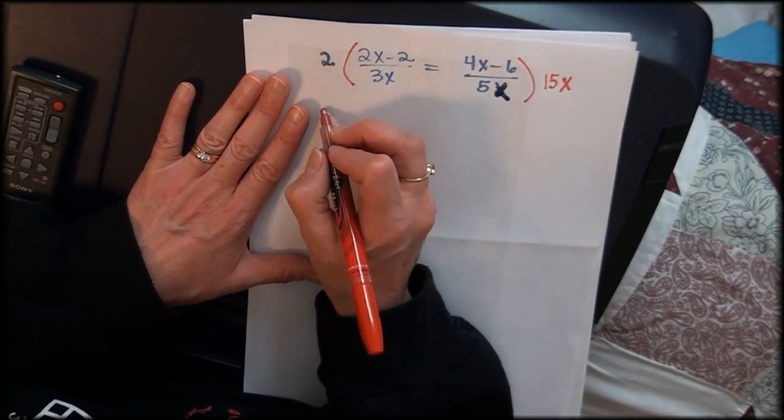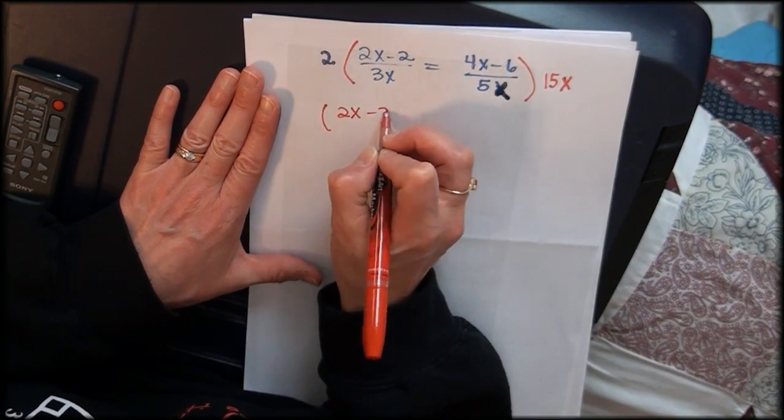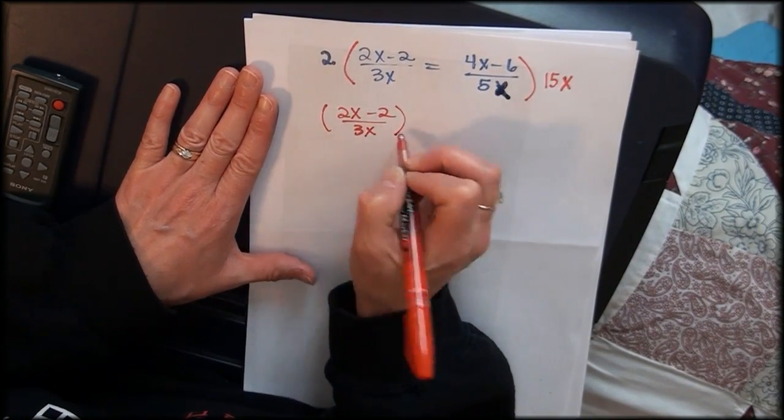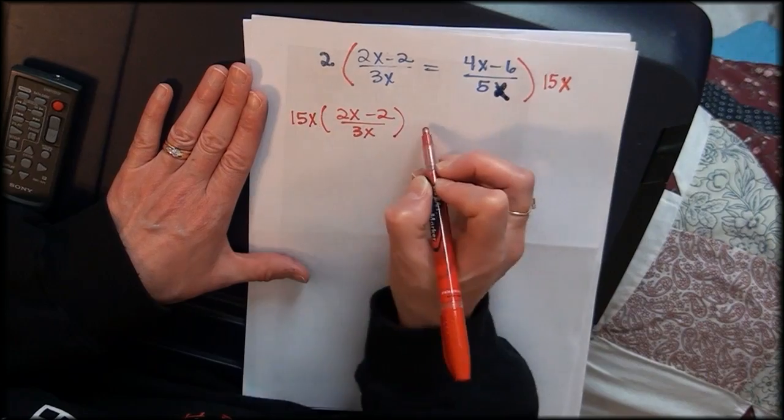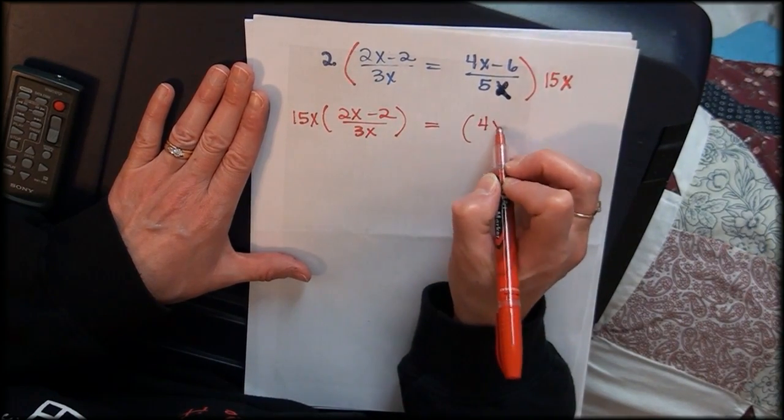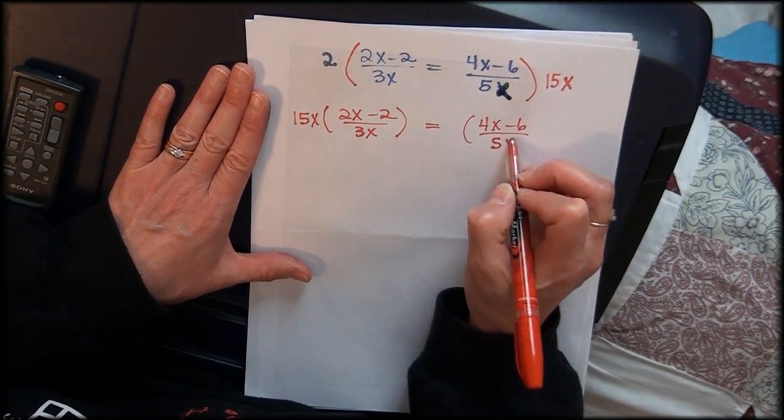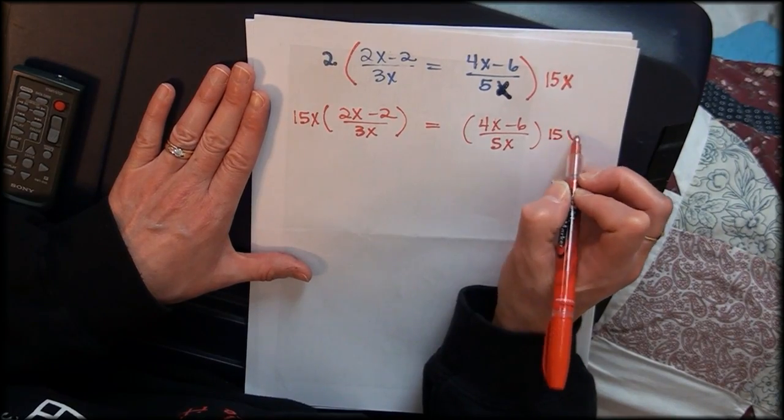So I'm going to take this side, the 2x minus 2 over 3x, and I'm going to multiply it by 15x, and I'm going to take this side, which is 4x minus 6 over 5x, and I'm going to multiply it by 15x.